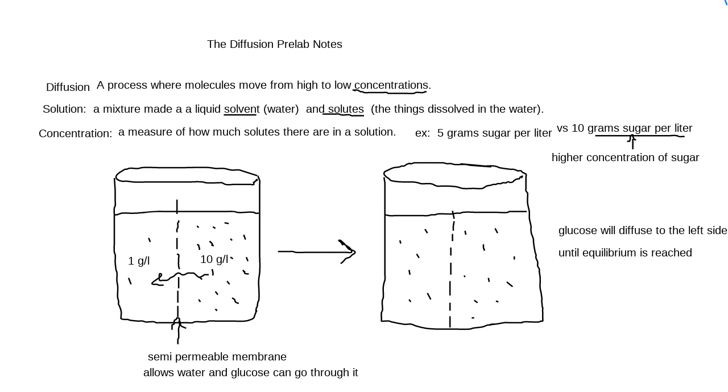So this is now in a state of equilibrium. I didn't expect you guys to come up with that, but yeah, until the concentration of glucose is the same on both sides. So it will be 5.5 grams per liter on this side in the end, and it will also be 5.5 grams per liter of glucose over here, right? Exactly right.